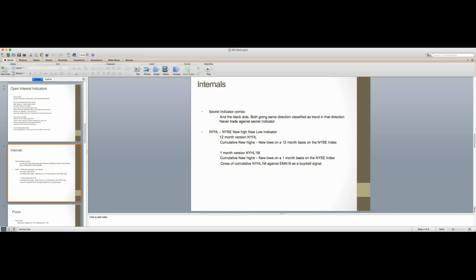So we'll quickly look at the secret indicator. This is a proprietary indicator, so the math behind it is going to remain secret, but I'll just explain what it does. So the red dots that you can see, okay, I guess, one second.